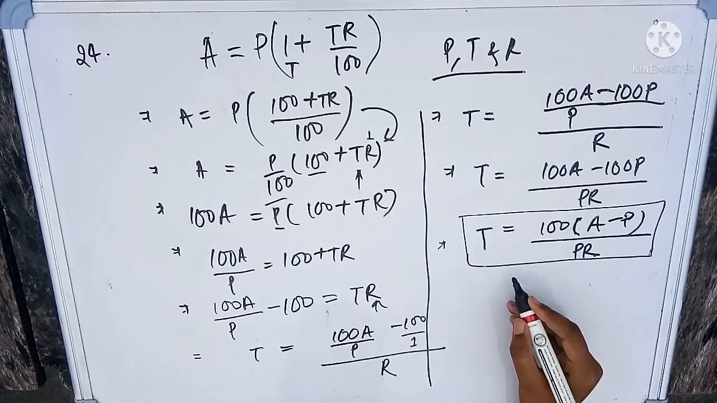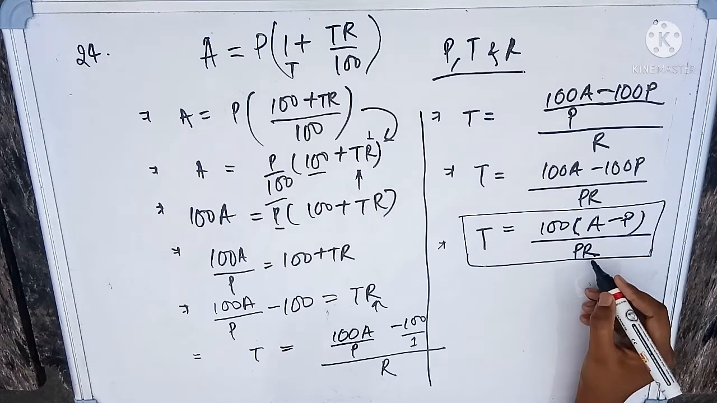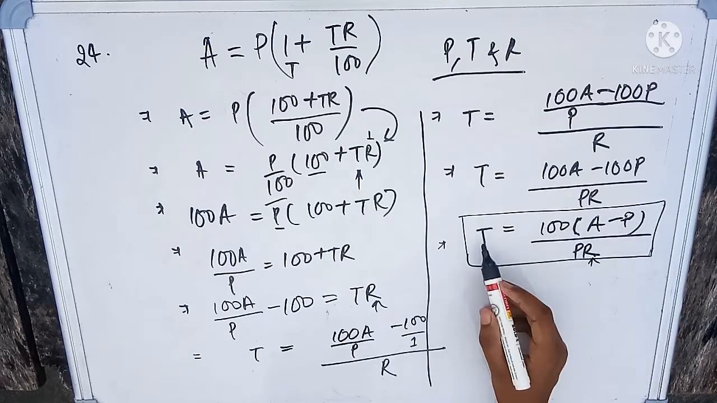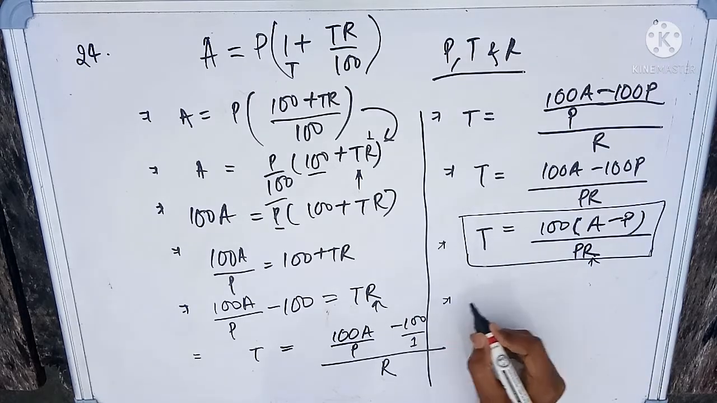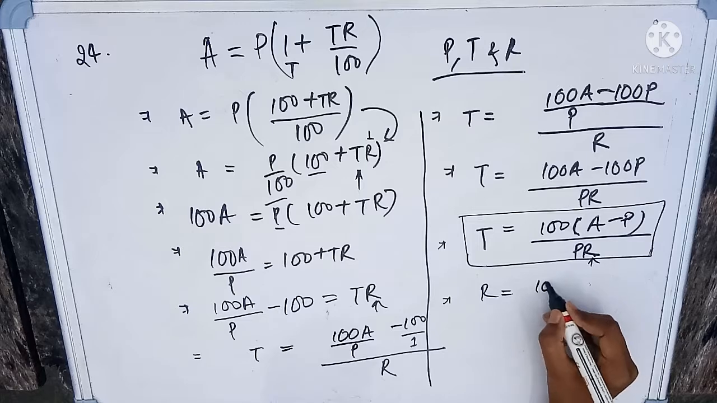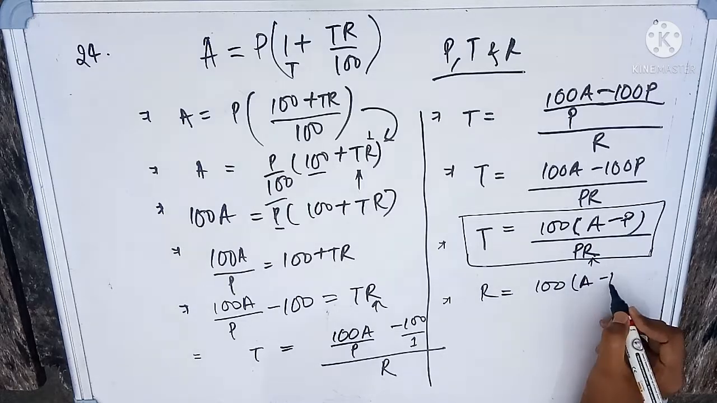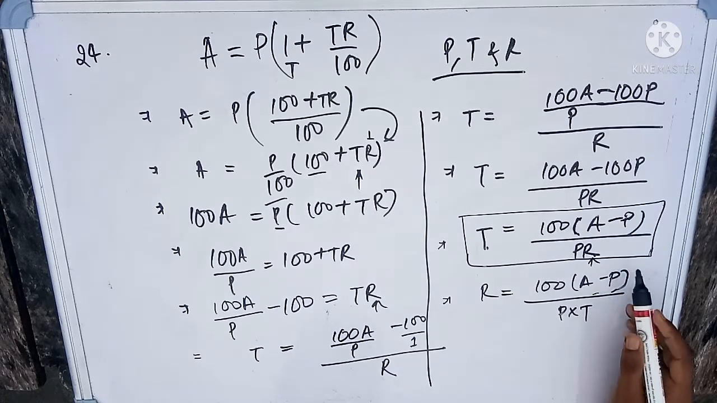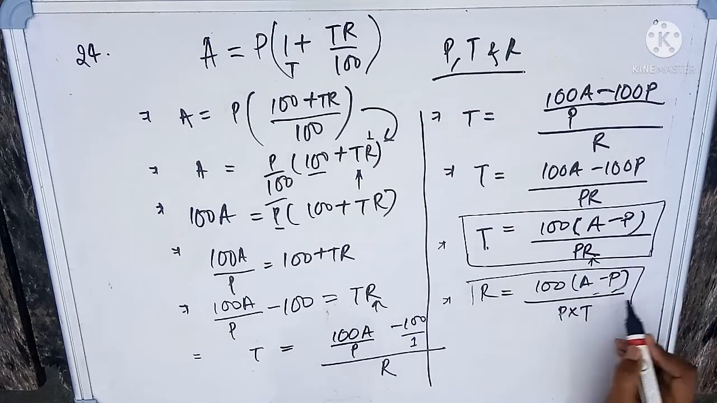And now from here you can see that if you have to find out r as a subject, then you just need to transfer this r to the other side. So it can be written as r is equal to 100 multiplied by A minus P and divided by P multiplied by t. And we get r as a subject.